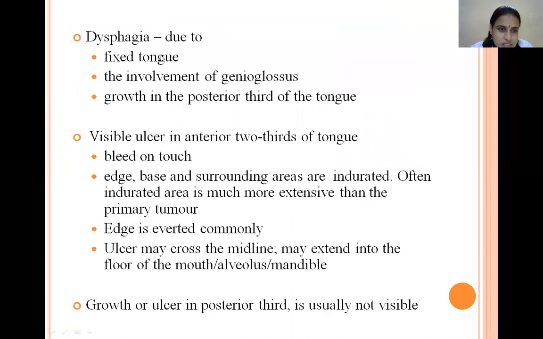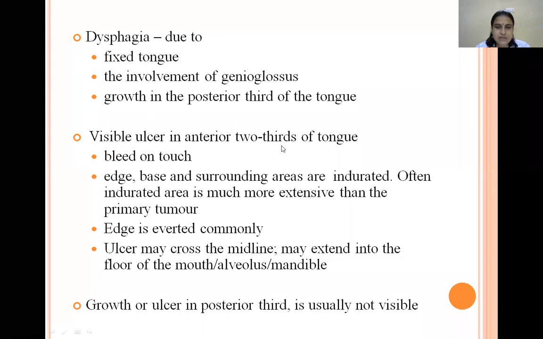Dysphagia can be because of three causes. First, involvement of the entire tongue, when there is no movement and the tongue is fixed. Second, involvement of the genioglossus muscle. And third, when the growth is on the posterior one-third of the tongue. These are the three causes of dysphagia in carcinoma tongue.